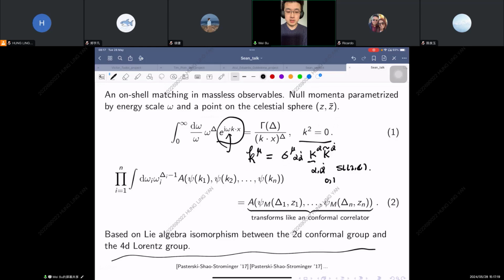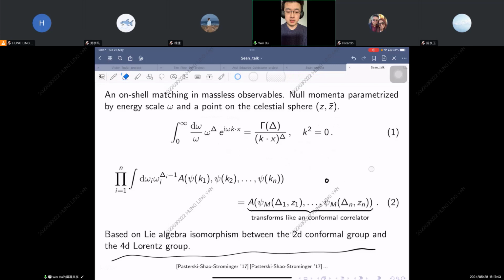But it's not invariant under Lorentz boost, which means I take k and boost it by some number, say alpha, then this guy shows up as e^{i alpha omega k.x}. So it's clearly not an eigenstate of boost. But how do you make it an eigenstate of boost? One way to do it is to do something called the Mellin transform, where you integrate over the energy scale omega from 0 to infinity. And this is what you get when you do the integral.